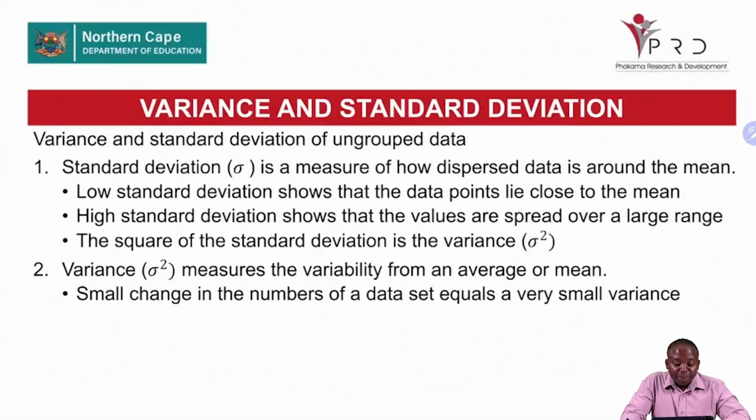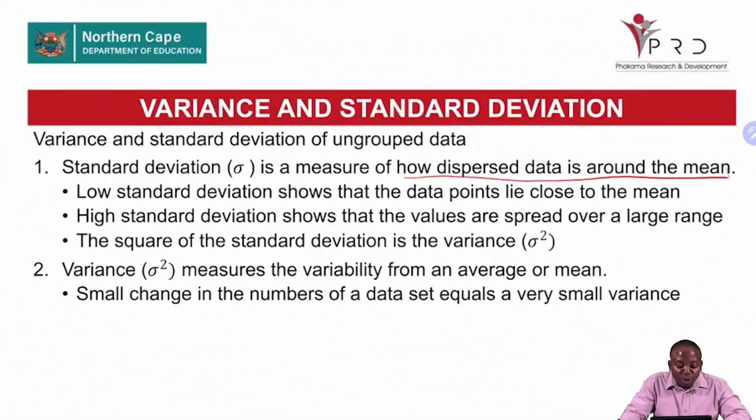Now, let us move on. Now, variance and standard deviation. What do they do? Variance and standard deviation of the ungrouped data. Standard deviation is the measure of how dispersed the data is around the mean. That is to say, how far apart or how spread out our data is around our mean.